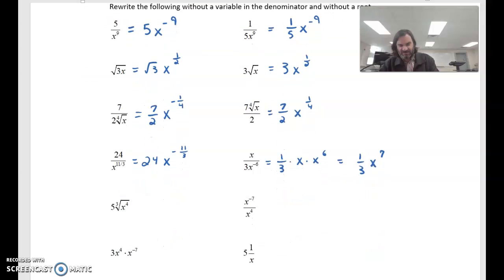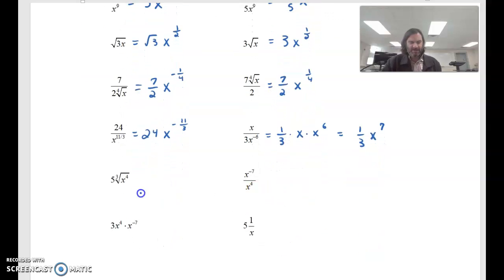Okay, do I have another row? Yeah, I have a couple more. Next, 5 times the cube root of x to the 4th. The 5 is not under a root, so we'll just leave it there. The cube root of x to the 4th will be x to the 4/3. The root goes in the denominator of the exponent.